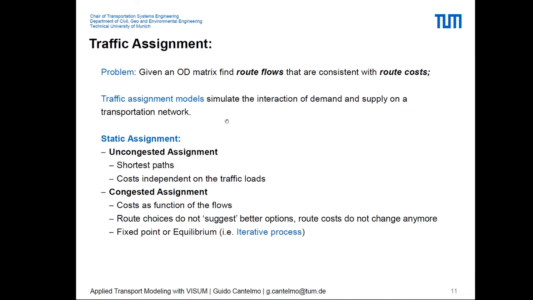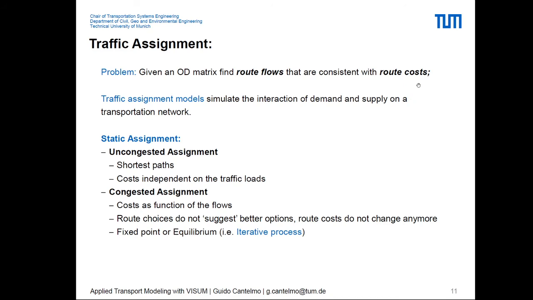And we can distinguish basically between two of them. What we call static assignment, which is the one we are dealing with in this course, is usually divided into what we call uncongested assignment and congested assignment. So if you look at the definition of the problem, we are looking for route flows that are consistent with route cost. What does it mean? It means that you will make a choice eventually, but you will choose the best possible route. So usually when there is no congestion you choose a certain route, when there is congestion, you will probably choose a different one. This is called the equilibrium problem.